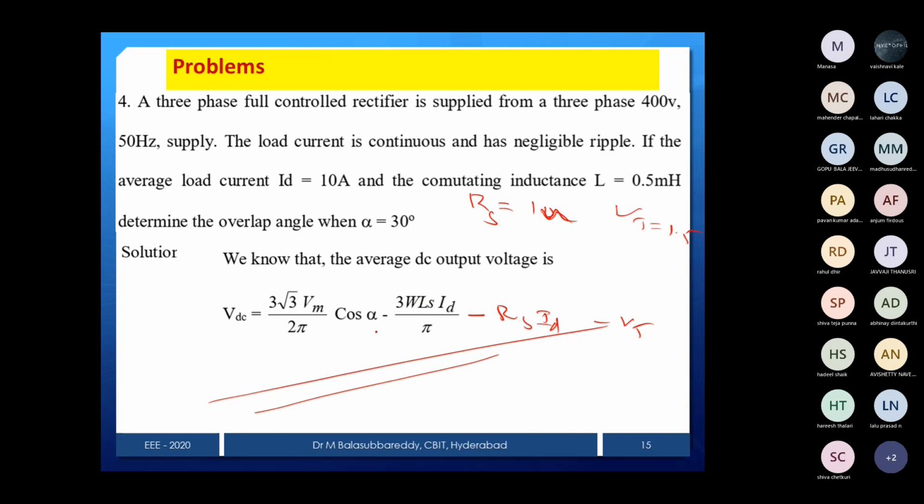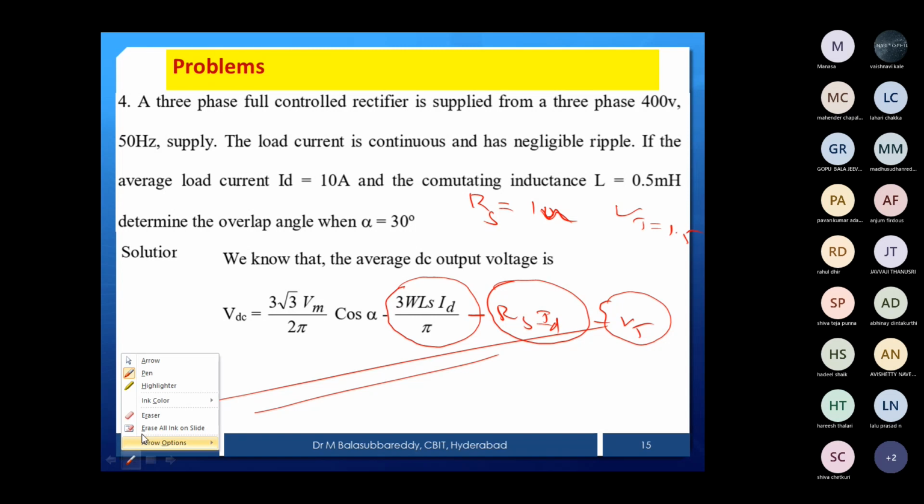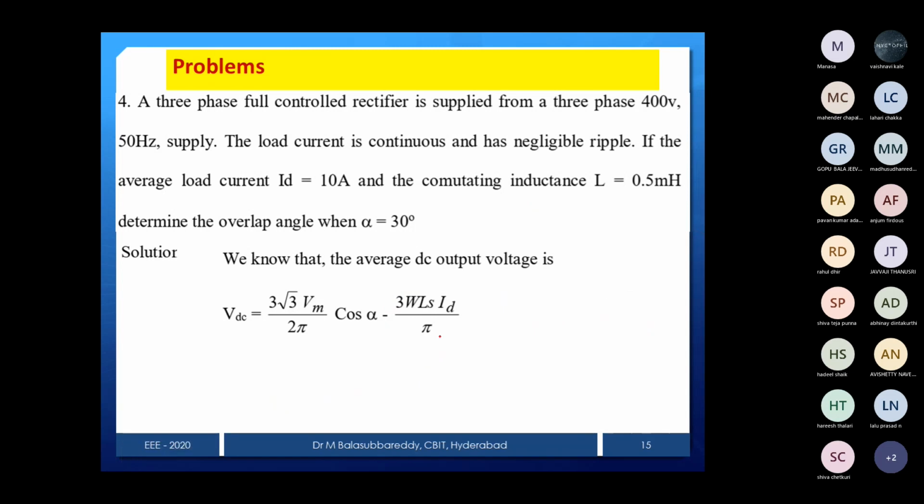This is a very simple notation. This is due to the source inductance, this is due to the source resistance, and this is by considering a voltage drop across the device when the device is in conducting mode of operation. So all these parameters you must consider, and in this problem that data is not given, that's why we did not subtract it as a minus parameter. And now I want to know EDC.